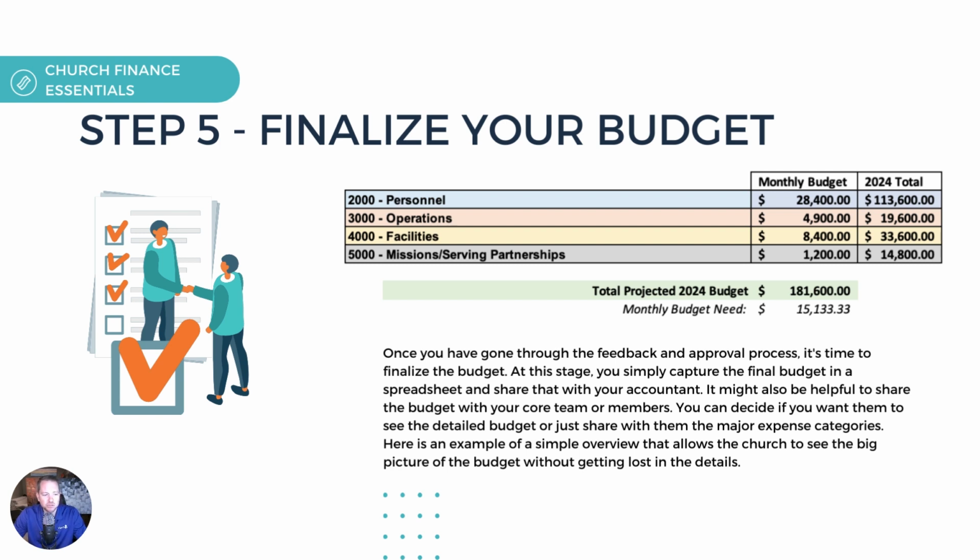And I would encourage you to share your final budget with your congregation. Now, that might not mean every line item is shared, but at least you're sharing a big picture snapshot of your four major categories. And you could include income as well and what you're hoping and praying would come in and show them that. But here I've got it broken down into personnel, operations, facilities, missions, serving partnerships. Once again, you could show them, hey, here's what we're budgeting for each of these. Here's the total. Here's the monthly need.